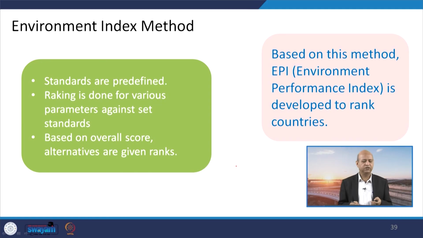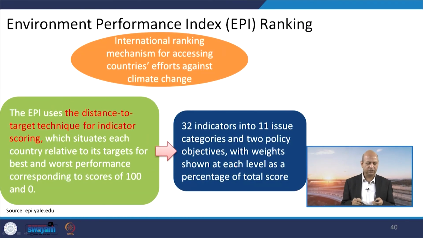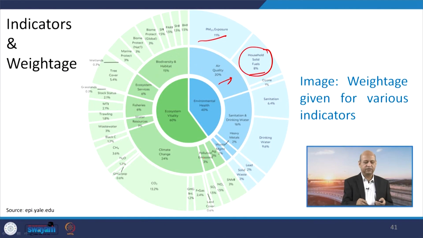Okay. Then another method is the environment index method. In this, basically ranking is done, indexing is done based on performance, and then judgment is passed. So, for example, there are certain parameters and indicators. There are 11 categories and 32 indicators; different kinds of indicators may be there depending upon what we are looking into.